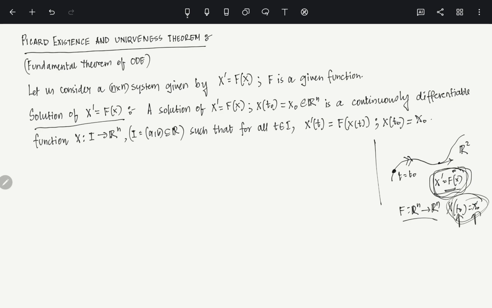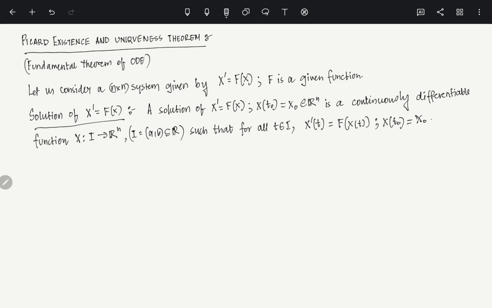and such that at any point t, whatever the domain, so basically t is in AB, x prime of t, the tangent vector at that point t, has to match the value of the vector field at that point. Okay, so I hope this is clear. This is just an intuition. It's not very mathematical, but I think the idea is clear.